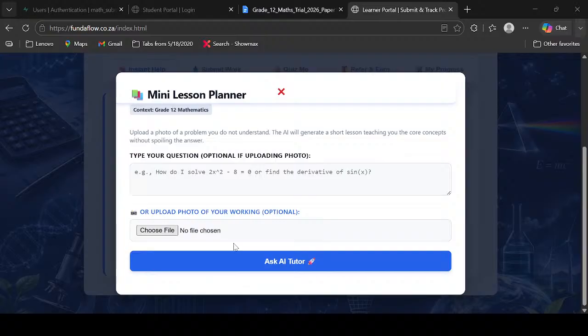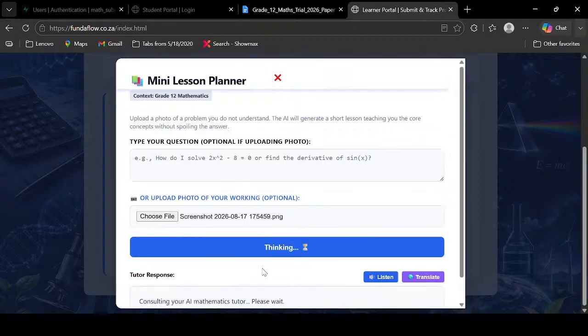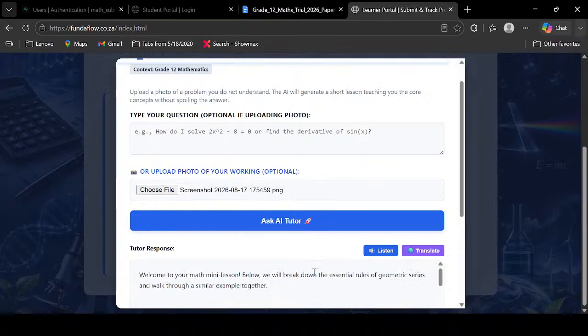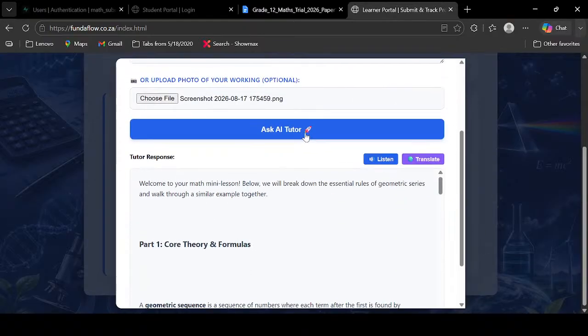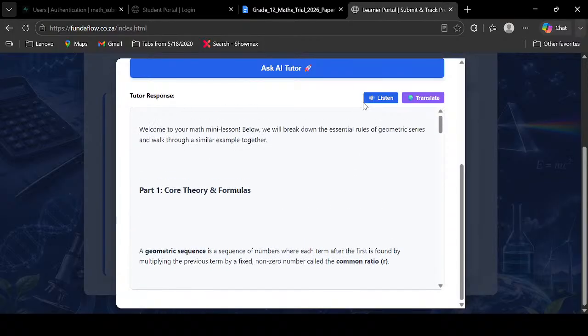Let's say Mr. Shoga has taught you already, but you didn't understand anything when you were in class. You were just pretending to be listening, busy noting while I was speaking, and now you want to get the lesson again. So you can get it on Funda Flow, and it will give you the proper lesson.